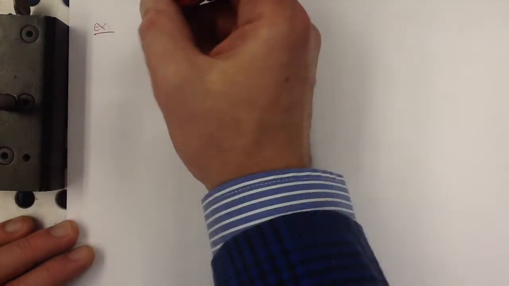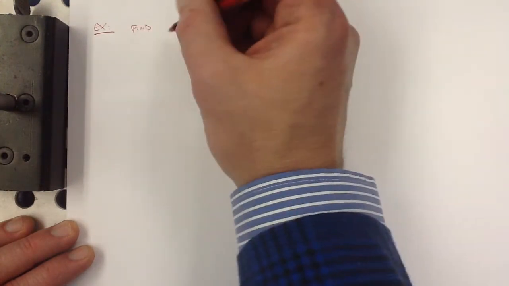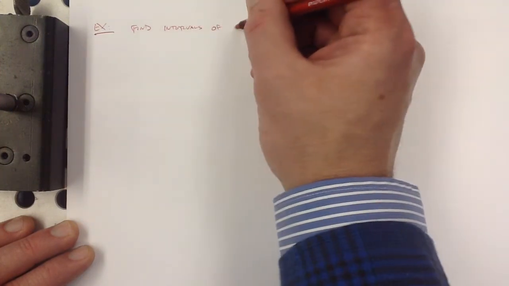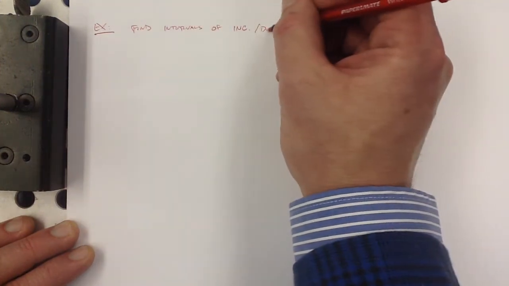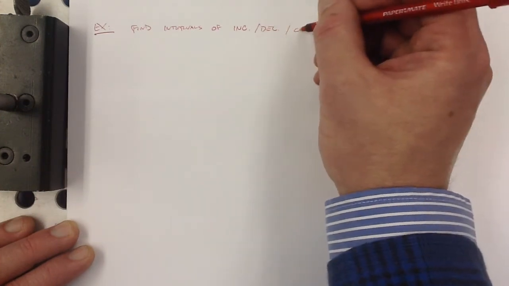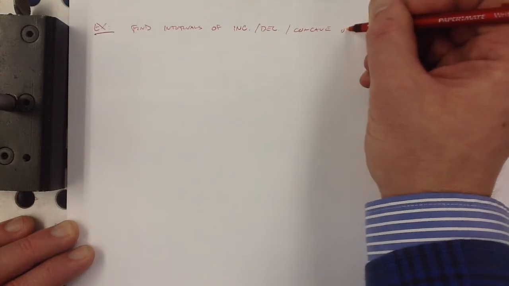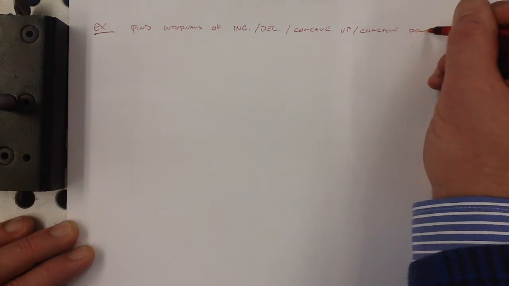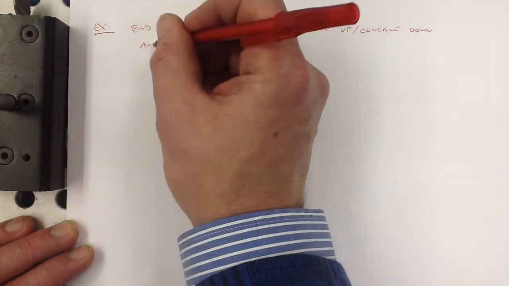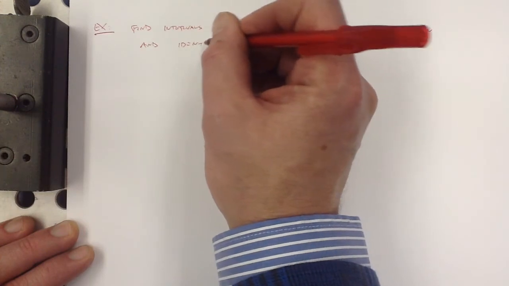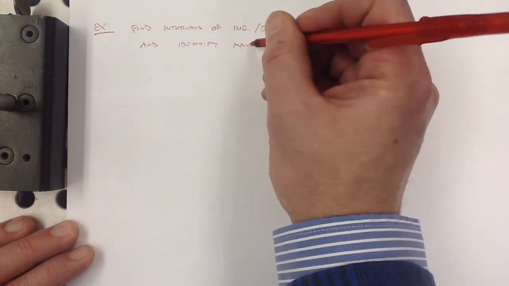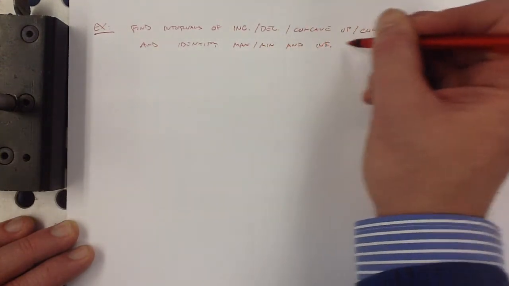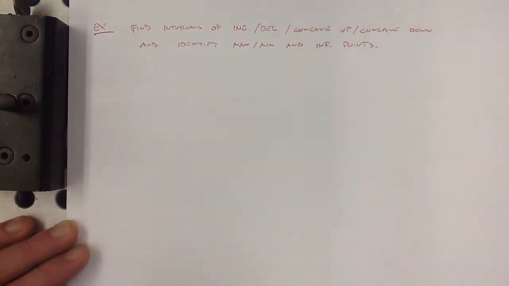So here's an example. I want you to find the intervals of increasing, decreasing, concave up, concave down, and identify maximums, minimums, and inflection points. All right?